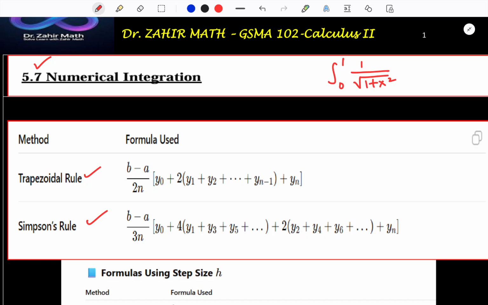Also, in real-life problems, data often comes in tables. So when the data are available, we use methods like the trapezoidal and Simpson's rules to approximate the area accurately. That means very clearly we can find the area using these two rules.